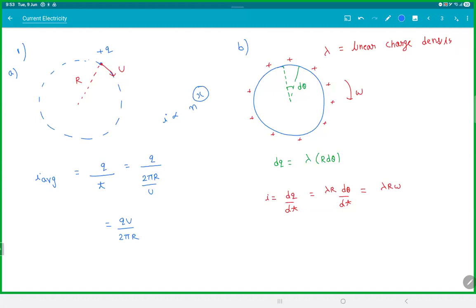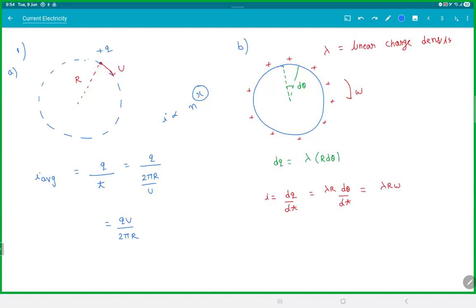I hope you guys have done chemistry and atomic structure, so you should know those results. But that would be the actual question. Basically, if you just look at this cross section, charge is continuously crossing that area, right? So the definition of current is charge crossing through an area every second. Clear?